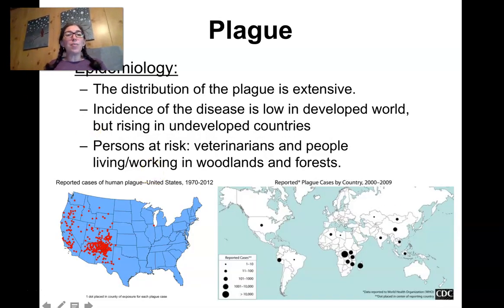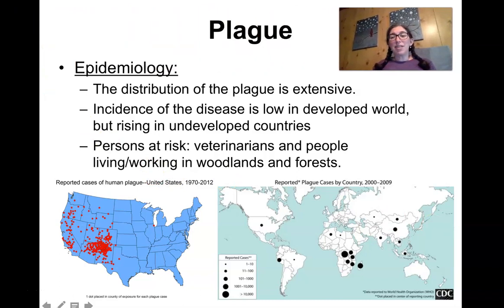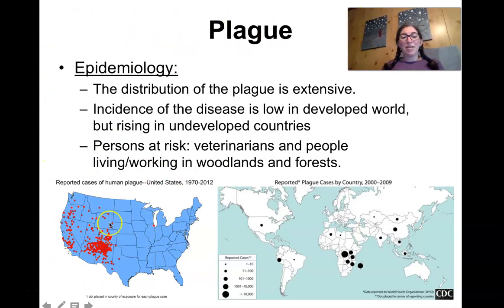So where does it exist now? There is some endemic Yersinia pestis in the US, but not up here in New York. So we're okay. Globally, we have very small numbers of cases of Yersinia in the US, but in parts of Africa, South America, and Asia, it can still be problematic. So the distribution is still out there, but the incidence of the disease is really low. There's not a lot of new cases in developed countries because we have good health care. But in developing countries, it's much more of a problem.